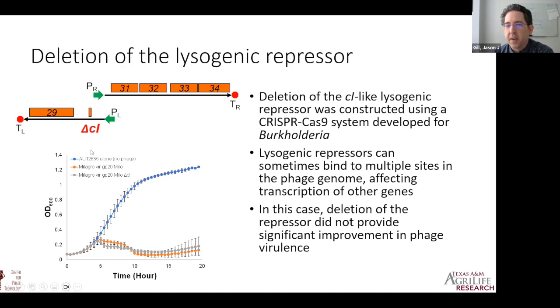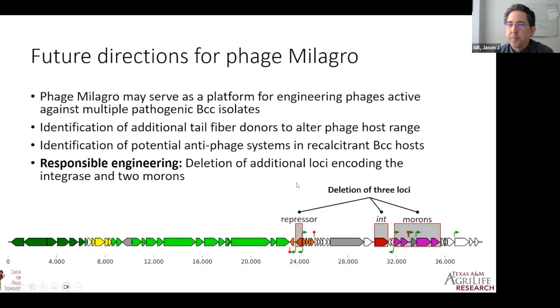So we want to start deleting other lysogenic accessory functions here. So to wrap up, this brings us to the future directions. We think that this Milagro phage is really a good platform for engineering more phages that are active against multiple BCC isolates, for example, by identification of additional tail fiber donors.